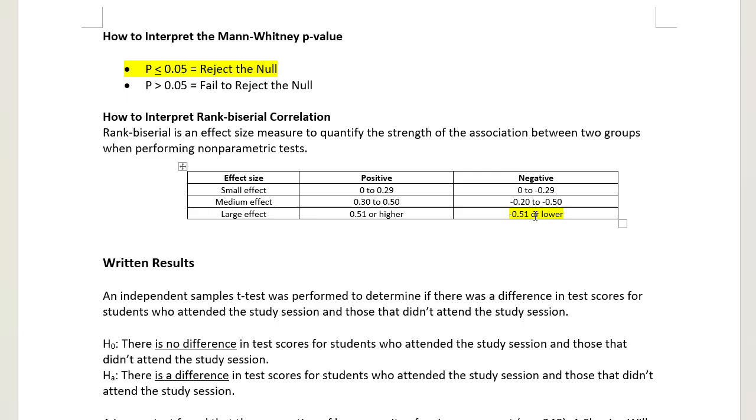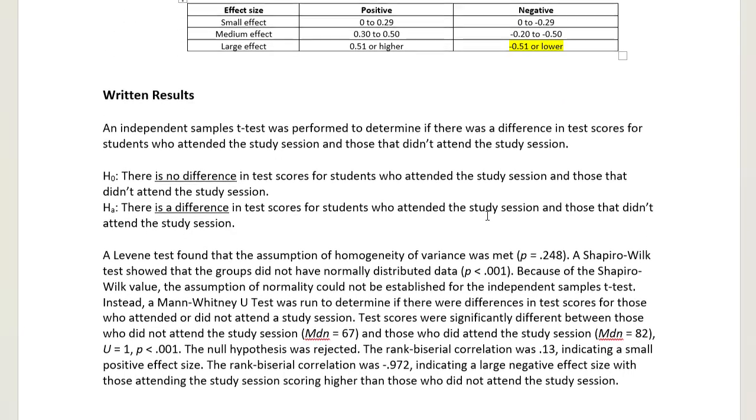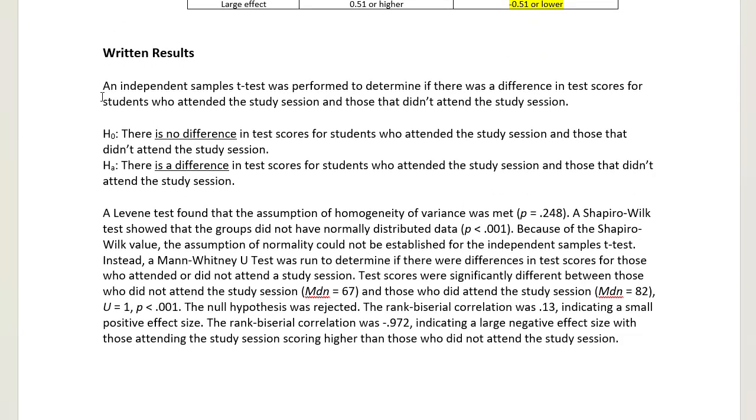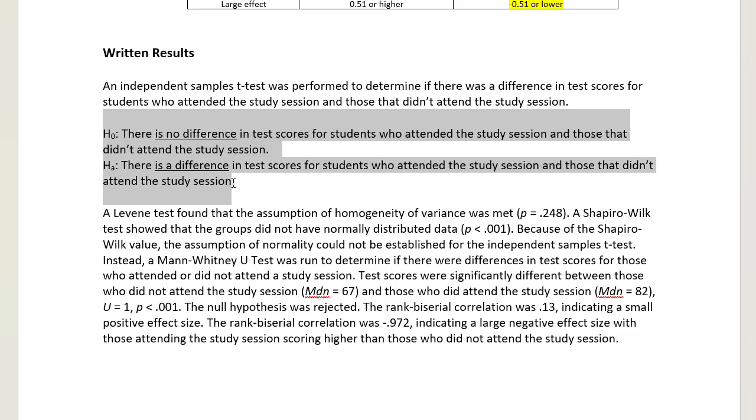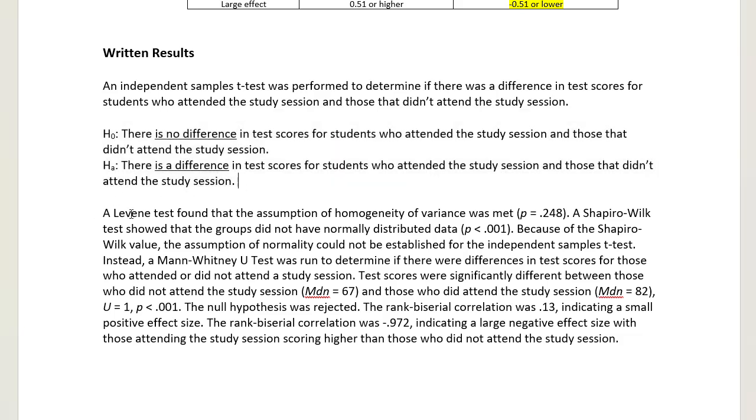Now, for the written results, you do start with: an independent samples t-test was performed to determine if there was a difference in test scores for students who attended the study session and those that didn't attend the study session. You're going to go ahead and include that null and the alternative. Then you would say that a Levene's test found that the assumption of homogeneity of variance was met. Now, granted, if it wasn't met, you would just say that it wasn't met.